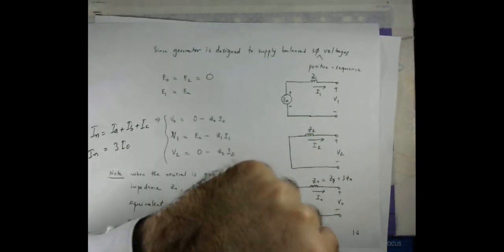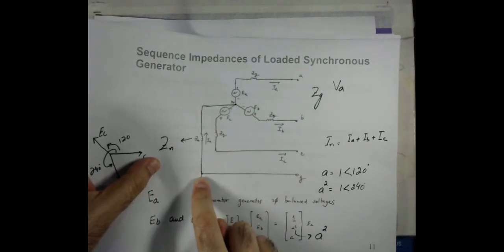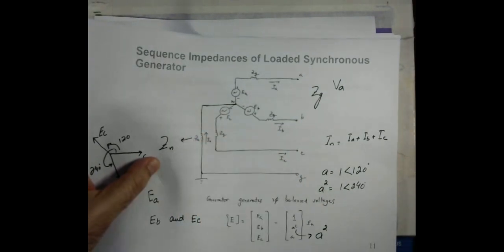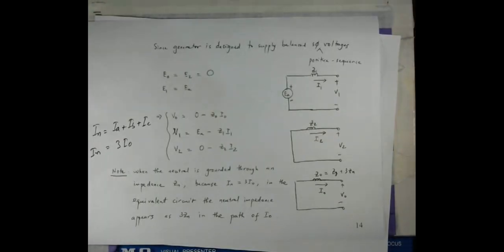The other important point is that the zero sequence current will only flow if the neutral point is connected to the ground through the impedance. If the neutral point is not connected to the ground, the zero sequence current will be zero. So this is important. And also, positive and negative sequence currents do not flow through the zero sequence impedance.